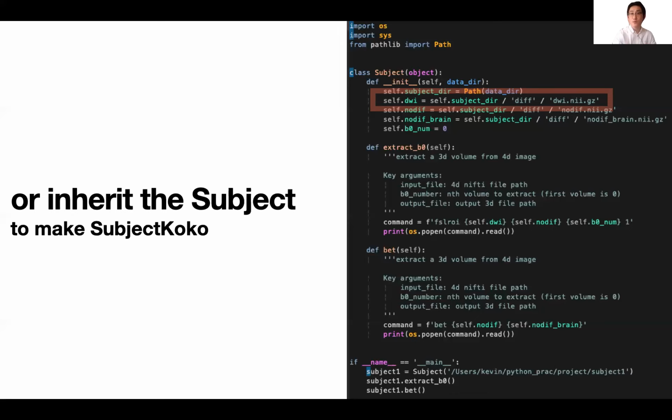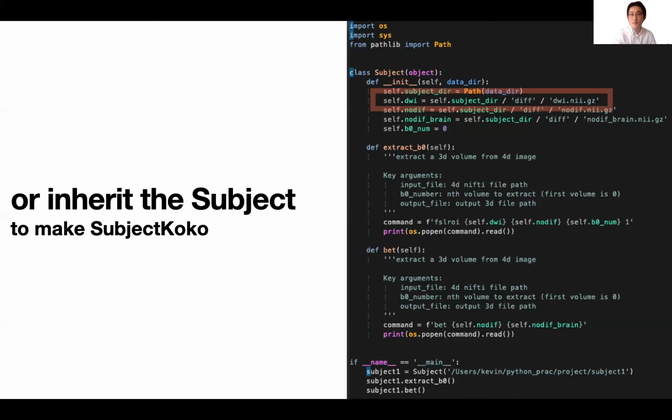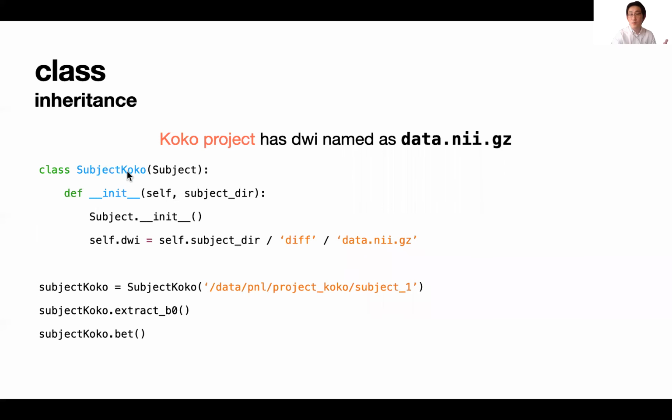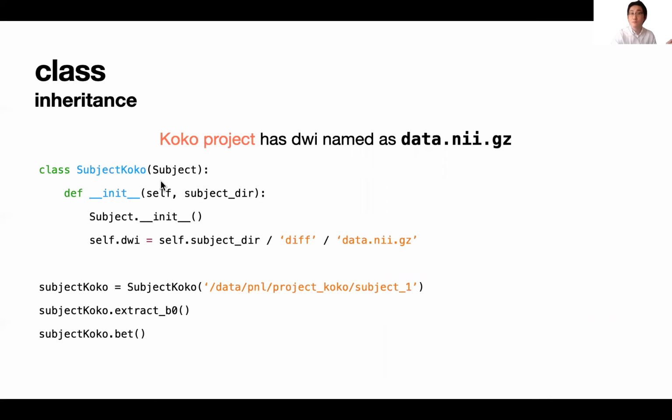You can reuse the subject that you created. So now you're not getting an object when you create the class. Now you're inheriting a subject. By doing so, you have everything that you created in subject also stored for subject Cocoa. You don't have to define that. You don't have to define extract b0. You just gotta put them in here. Then you have everything. And then for the initializing function, you initialize the subject first, and then you just update the DWI into data. Then this will run.